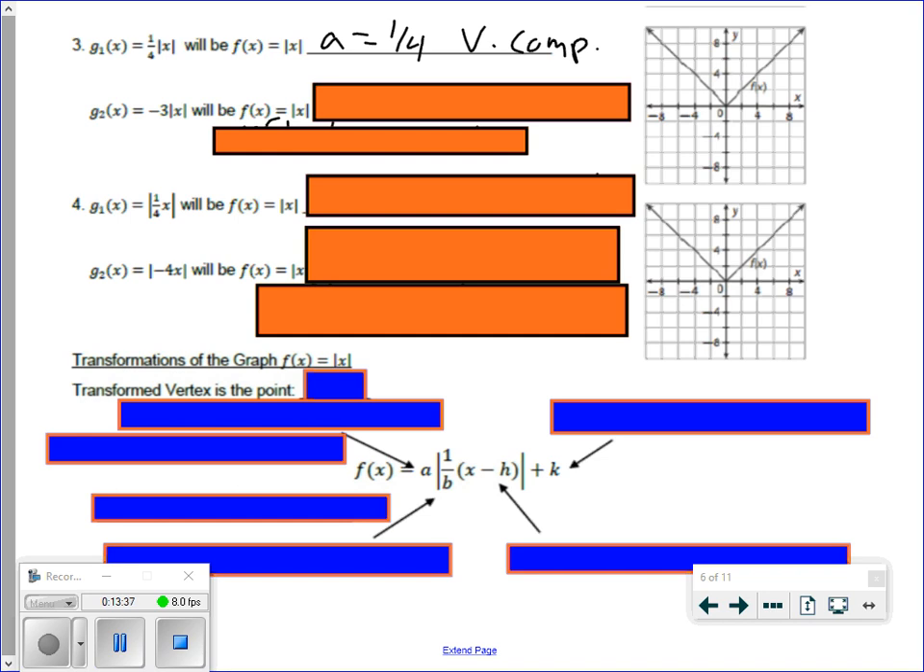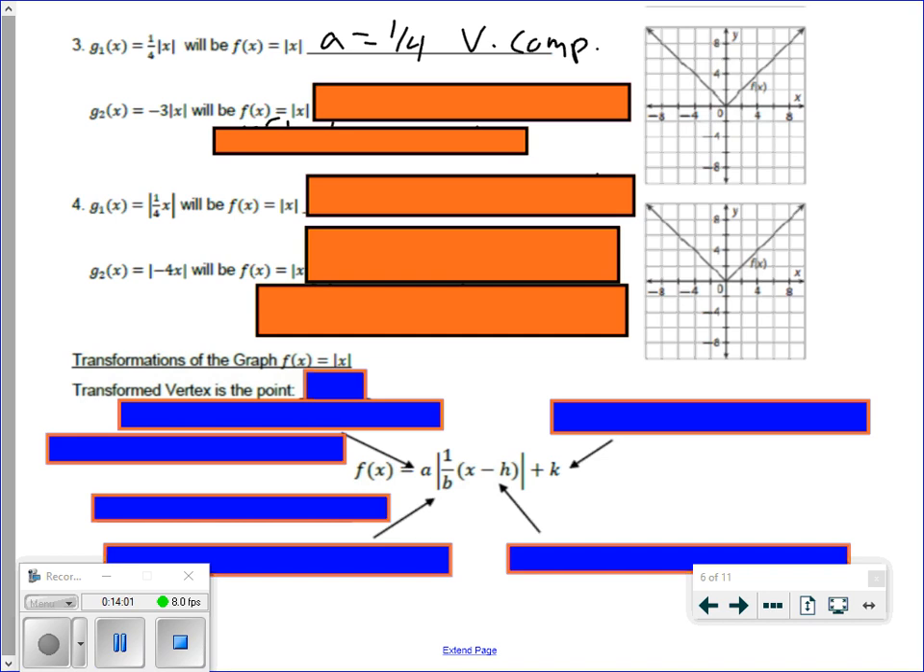So that means you have a vertical compression by 1/4. And when you have a vertical compression, I like to think about it kind of like a Coke can. If you have a Coke can, and you take it and you kind of vertically compress it, or you push down on it, that Coke can is getting flatter, right? And that's exactly what's going to happen to our graph. If you take our graph and you vertically compress it, you push down on it, it's going to get flatter and more wide.